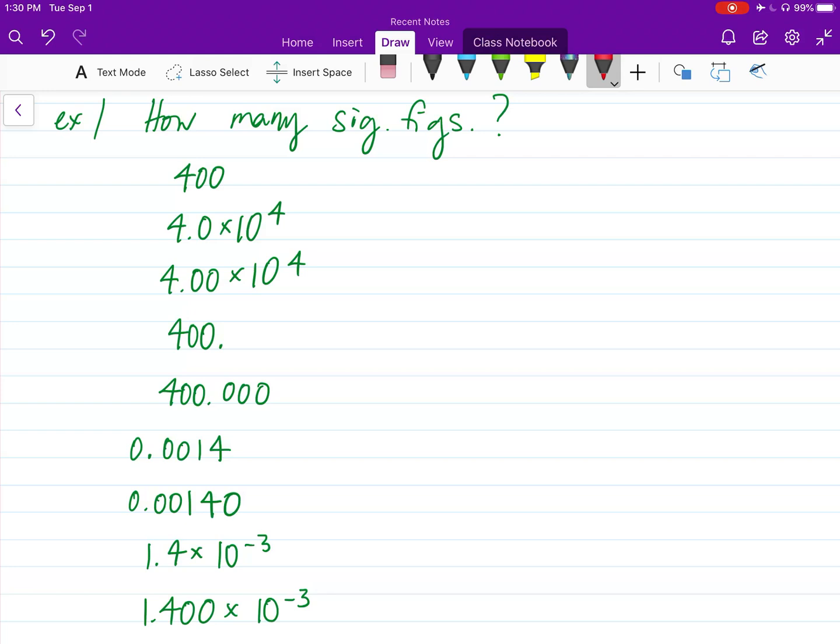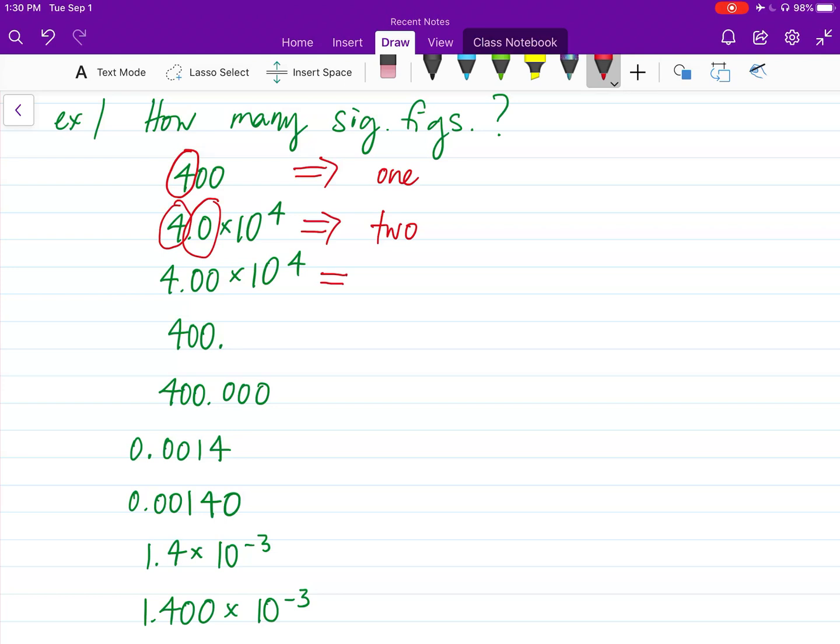And in the first number, just 400 with no decimal point, the trailing zeros are not significant. So the only significant digit here is the 4. So there's going to be one significant figure in this number. In the second example, we have the 4 is significant. And since there's a decimal point, this 0 is significant as well. And we can say with confidence that there are two significant figures in that example.